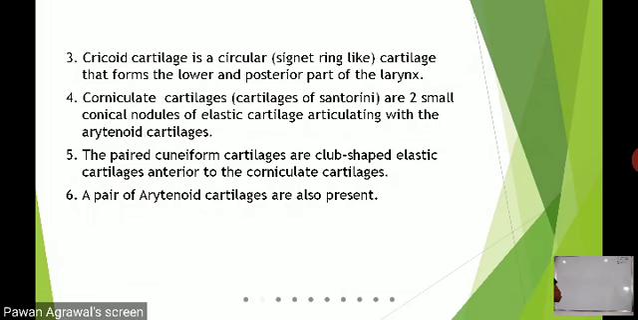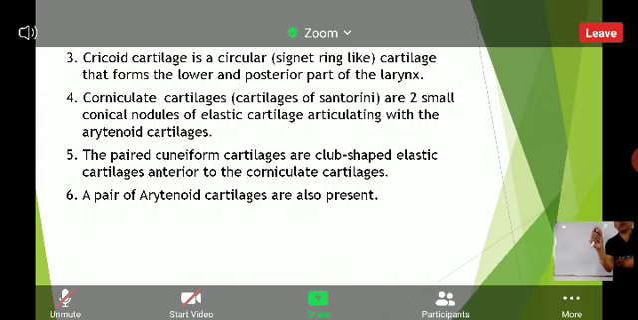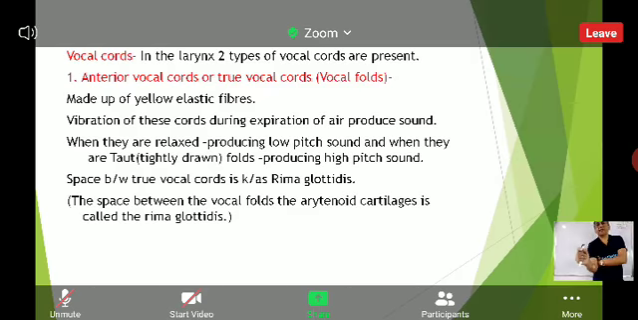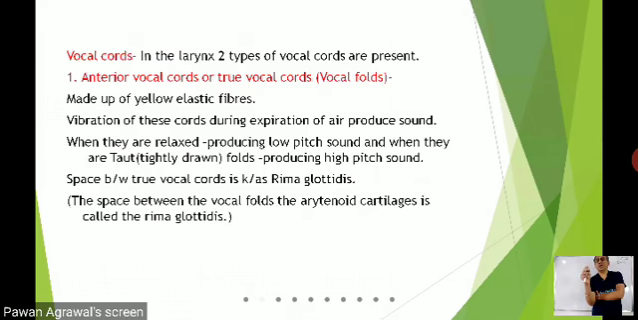Now, in the larynx, vocal cords are present. Two types of vocal cords are there. One, the anterior vocal cords, are the true vocal cords. They are also known as vocal folds. They are made up of yellow elastic fiber and are related with the production of sound. The space between the true vocal cords is the rima glottidis. When the vocal cords are in a relaxed position, they produce a low pitch sound, and when they are tight, they produce a high pitch sound. You have to remember this as per the physics here.